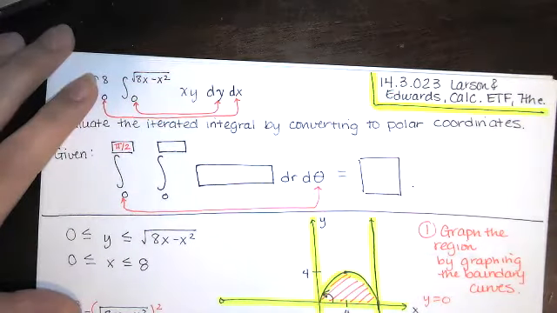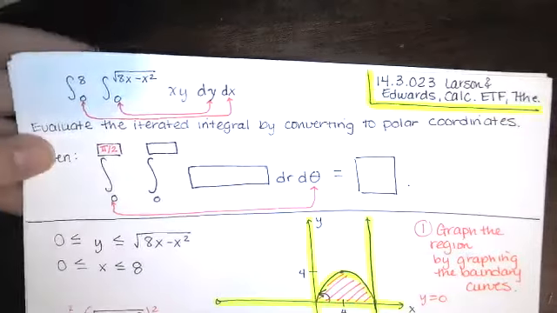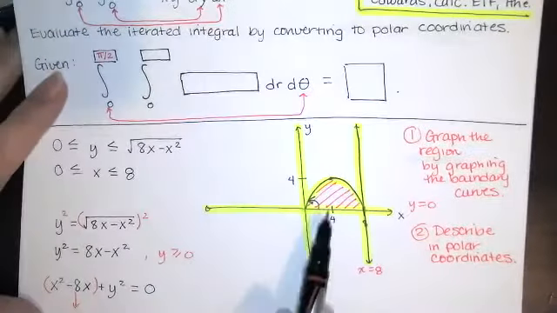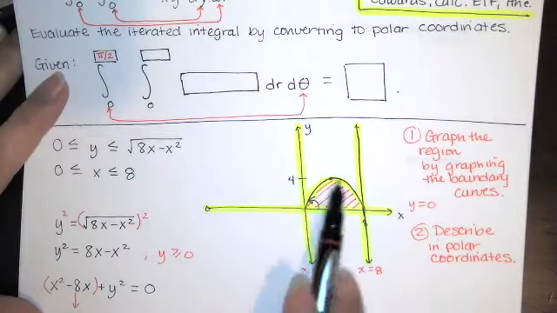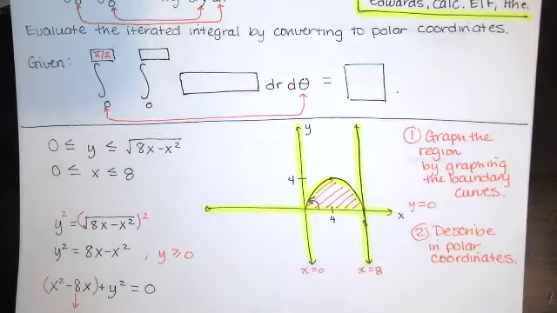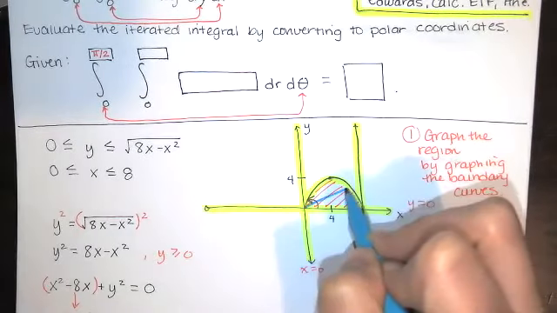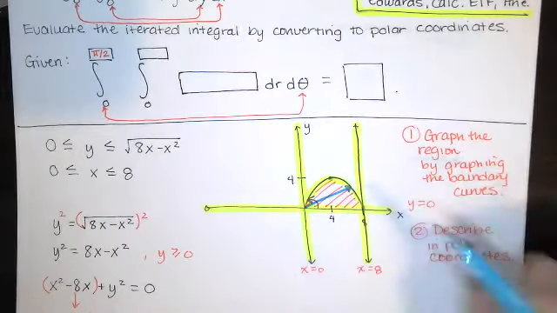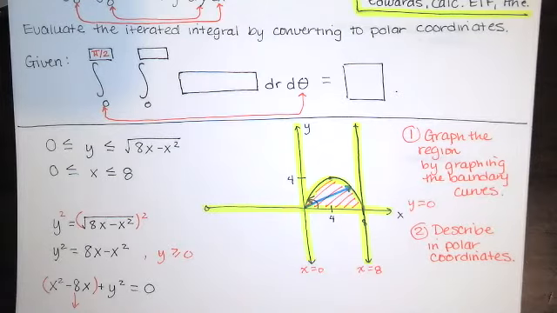That's that right there. And the bounds for r come from the bounds for this semicircle. Now r equals 0 is right here. So r is going to go from 0 out to this curve. Now we just want an equation for that curve.